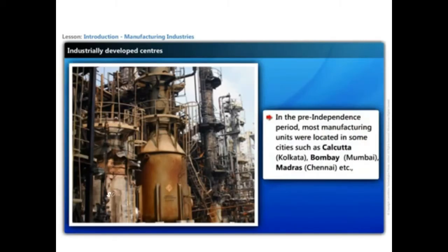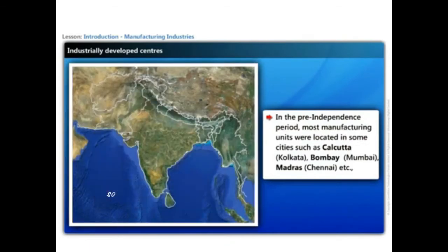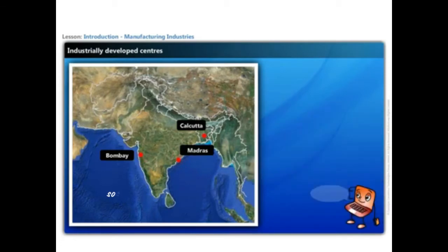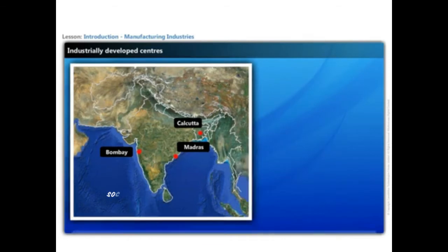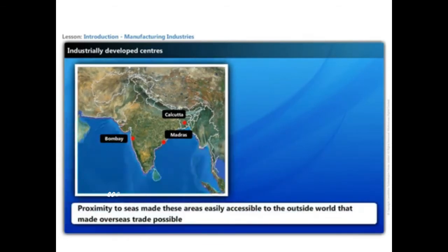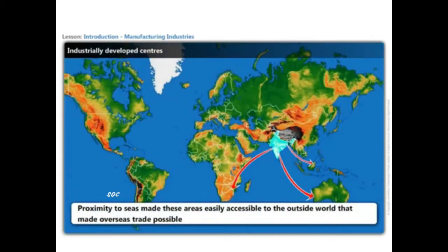In the pre-independence period, most manufacturing units were located in some cities such as Calcutta, Bombay, Madras. What made the manufacturing units locate in these cities? Proximity to seas made these areas easily accessible to the outside world, which made overseas trade possible.